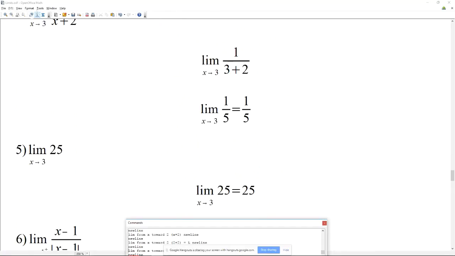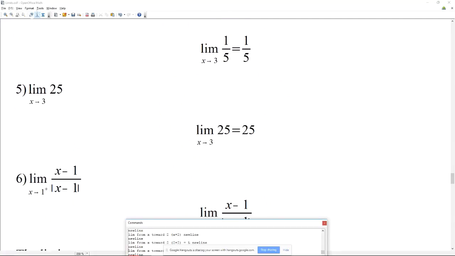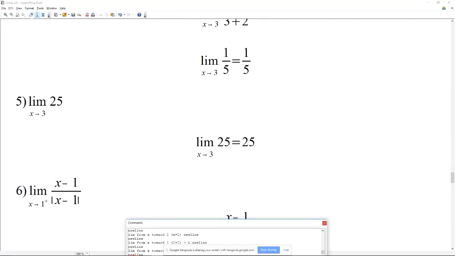So the next one. You go down a little bit for number 6. Okay. So we're gonna be taking this one apart. This one again, we're approaching from the right hand side, right? Because it's x approaching 1 plus. So you have to keep that in mind. But let me, I think I actually mapped this one.